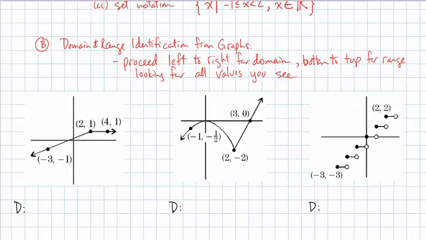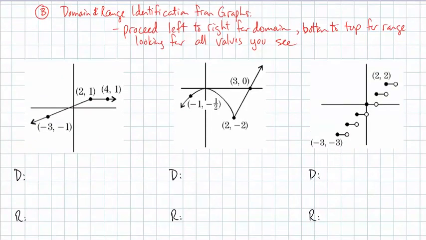All right, domain and range identification from graphs. Here are a few graphs. We can use graphs to find domain and range values. What you should do is proceed from left to right if you're looking at domain or x values, from bottom to top if you're looking for range values. Notice that by going from the left or going from the bottom, I'm referring to the minimums, and when I go to the right or to the top, those are the maximums. What you do is you look for all the values you see.